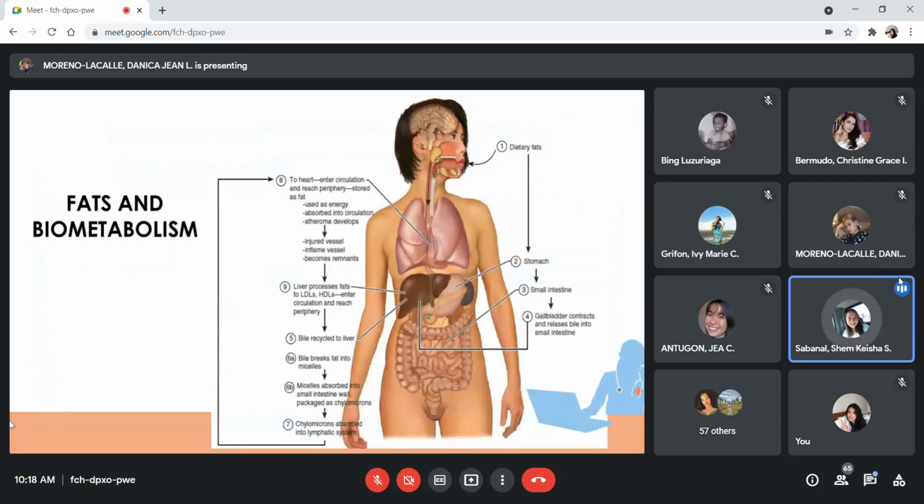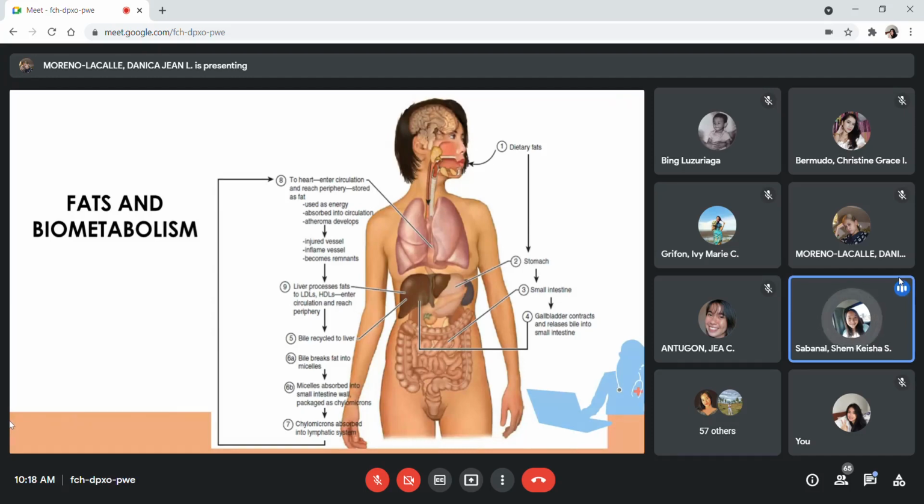Okay, so since today we will be talking about lipids, let us get to know our lipids more. So how do we take in lipids, and how do we process lipids in our body? So first, in number 1, we take in lipids as dietary fats. And then they enter our stomach. In the stomach, the lipids are broken down into fatty acids and cholesterols. And then this will enter our duodenum, or the small intestine. And the presence of these substances in our small intestine will then stimulate our gallbladder to contract. And the contraction of the gallbladder will lead to the release of bile into the small intestine.